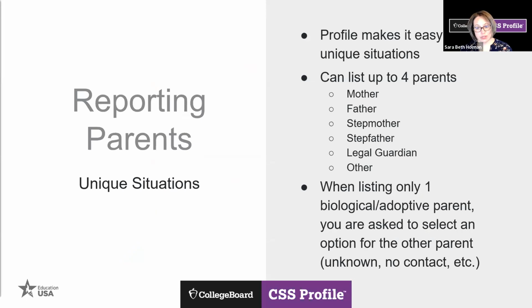For each person that you list in the parent grid, you're going to indicate their relationship to you as your mother, father, stepmother, stepfather, legal guardian, or other. So for example, if you live with a grandparent or other relative who is your legal guardian, you would select legal guardian. If you live with someone other than your parent or grandparents, or a relative who is not your legal guardian, then you would select other. If you list only one mother or father, you're going to be asked to indicate the parent's other status. And I do have a capture of that screen coming up, so you'll see what that is.